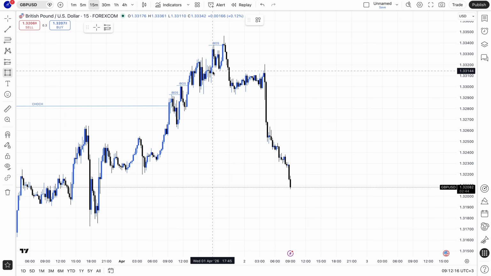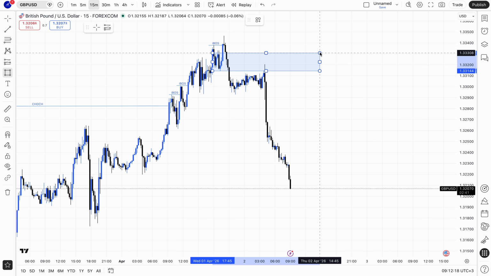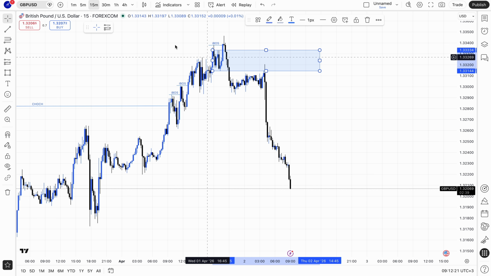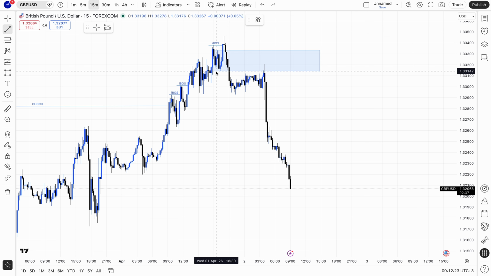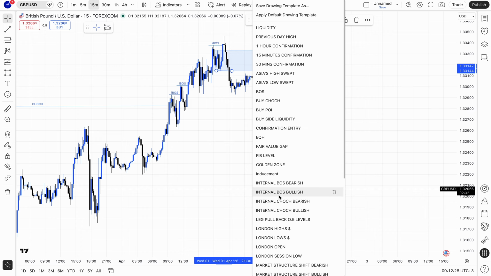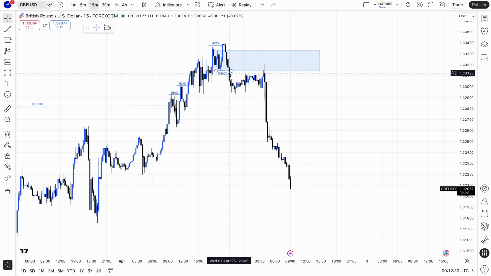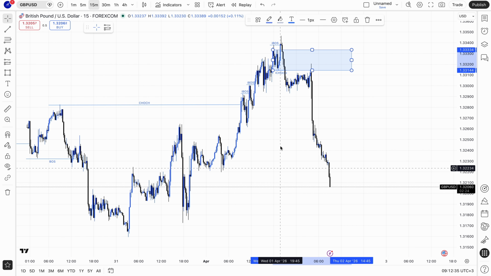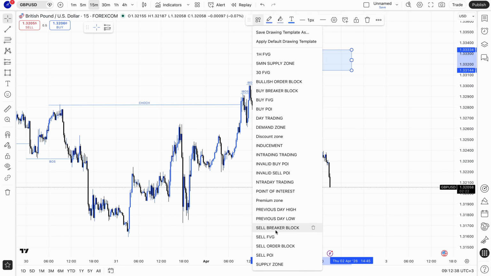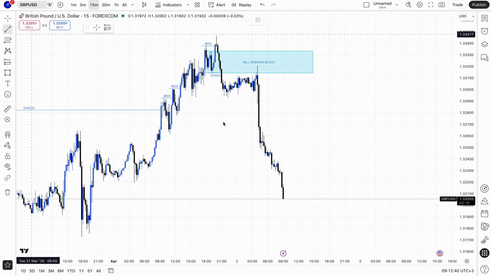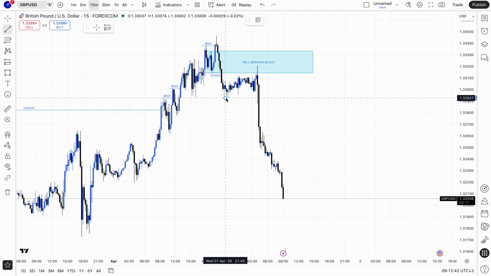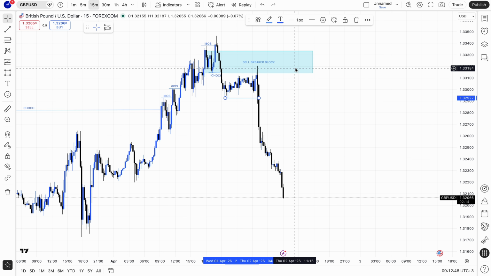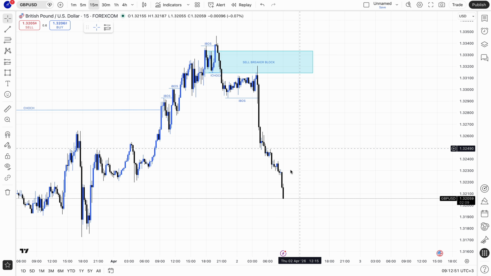Then here we had our break of structure, we had our change of character here, and our bearish breaker block. Change of character to the downside, had a break, then a retest into our breaker block, then the price just continued to the downside, then we have a continuation break of structure to the downside.